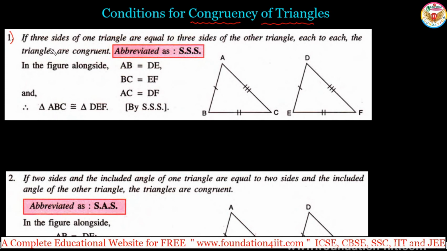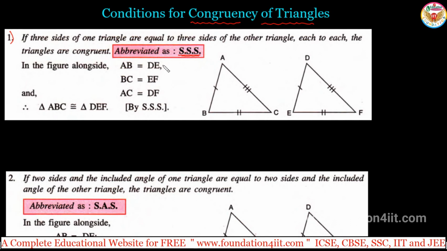First one: if 3 sides of one triangle are equal to 3 sides of another triangle, each to each, the triangles are congruent. That is the triple S property, the SSS axiom. 3 sides are exactly equal to the 3 sides of the other triangle. AB is exactly equal to DE, BC is equal to EF, and AC is equal to DF.